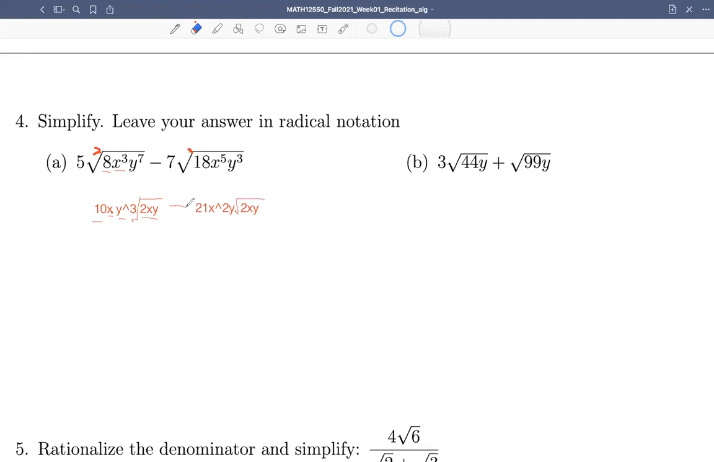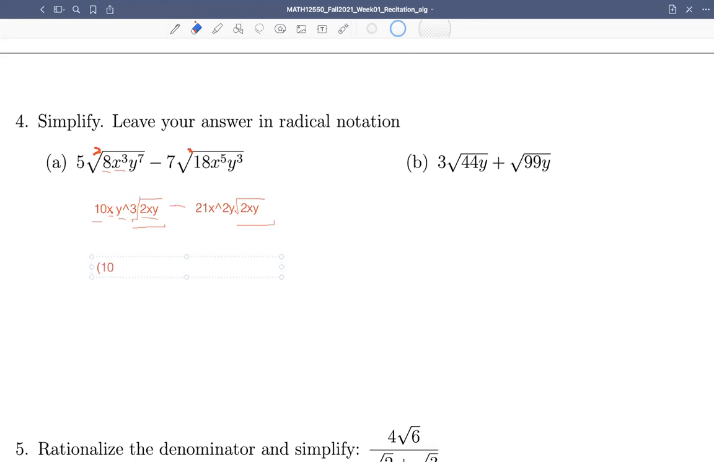Okay, this is subtraction. Now we see we do have like radicals. When we combine radicals, adding or subtracting, we need like radicals. So those two indeed are like radicals, both are square root of 2xy. And we can put their coefficients together. So what do we have?